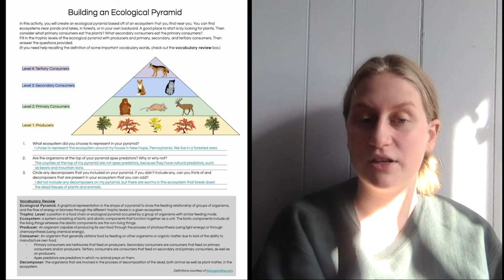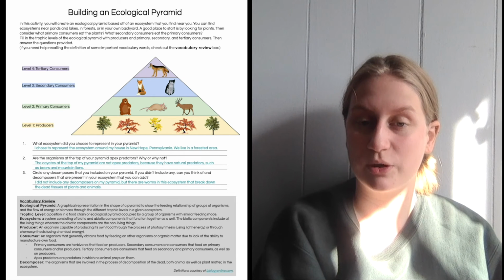I'll walk through what I did for the Building an Ecological Pyramid worksheet. It won't be exactly the same as yours, but I think it should lead you in the right direction and give you an understanding of what we're looking for in this assignment. It can also show you how you can view organisms in your own backyard as an ecosystem. So in my pyramid, I chose to represent the ecosystem around my house.